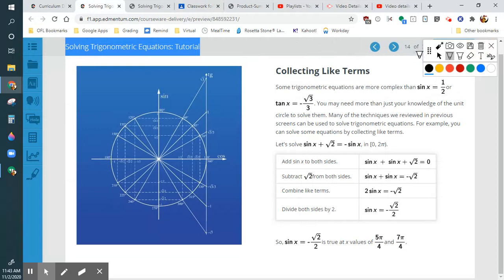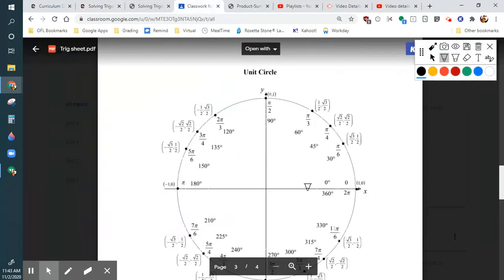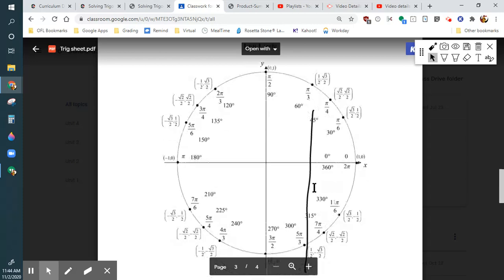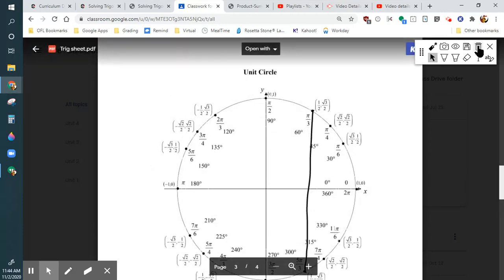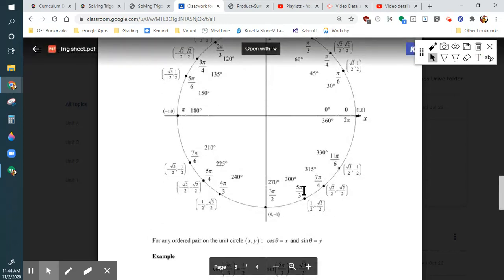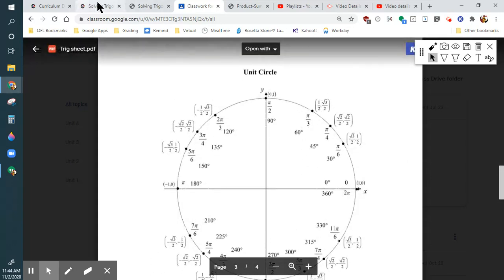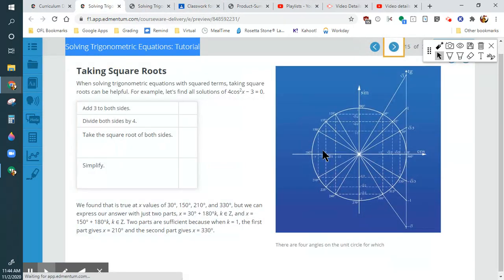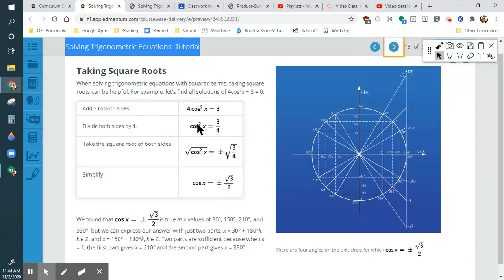All right, so collecting like terms. For example, if we're looking at cosine, if we look at this and this down here, we'll see that the x values are the same, meaning the cosine is the same. And I forgot that when I scroll down, the line moves too. But you'll see that this is 1/2 and this is also 1/2, meaning the cosine of 5 pi over 3 is the exact same as pi over 3. So that's a good way of seeing those repeating terms on the unit circle as well. And you can do that with cosine as well if you're squaring stuff.